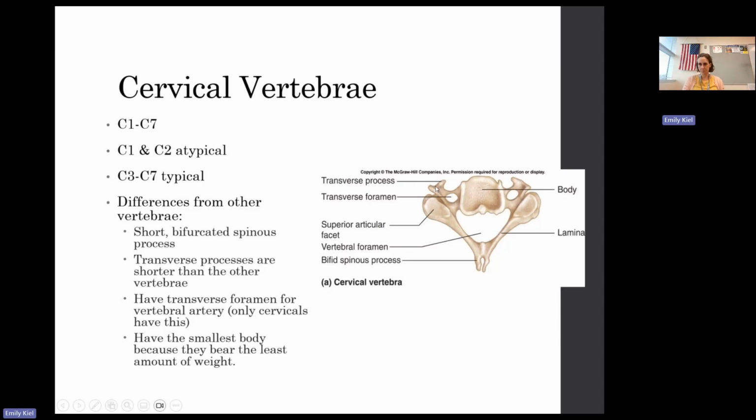And then my other super special one to remember is these transverse foramen. This is where your carotid artery will go through. And so only cervical vertebrae have these. And then they're going to have the smallest body. They bear the least amount of weight. So I look first to see, does it have the transverse foramen? What does its spinous process look like? And then kind of check out the other factors to see, can I recognize it?